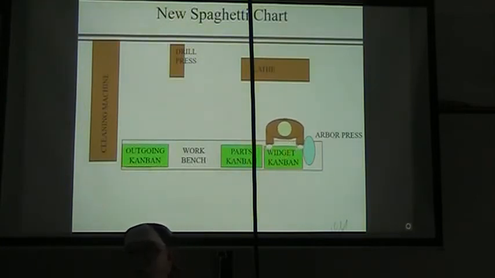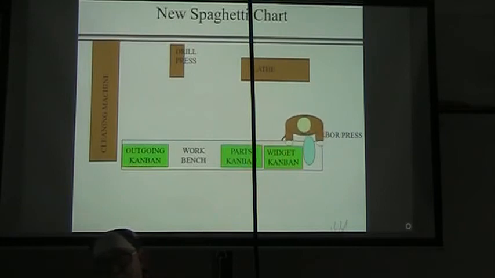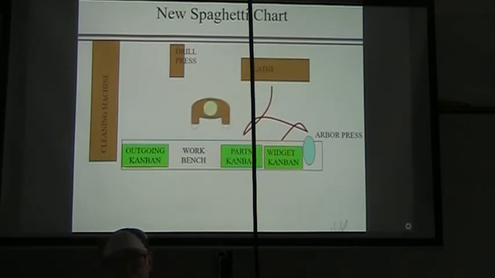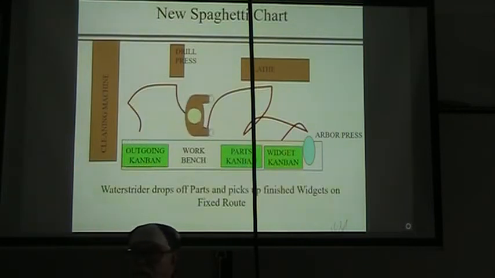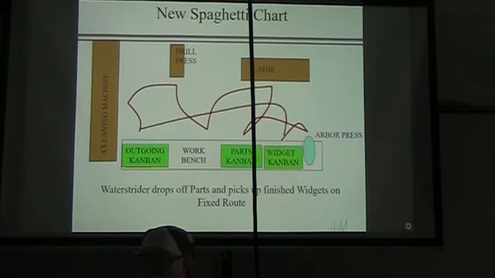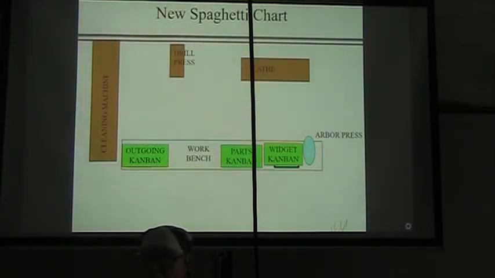All right, so here we go, creating the new spaghetti chart. The operator is moving around, getting some things done here. He goes to the cleaning machine. He puts the finished part on the outgoing Kanban. The water strider comes through and picks it up. Bob's your uncle. He goes back to status quo ante. And Bob's your uncle. You can see how much cleaner and easier this is.